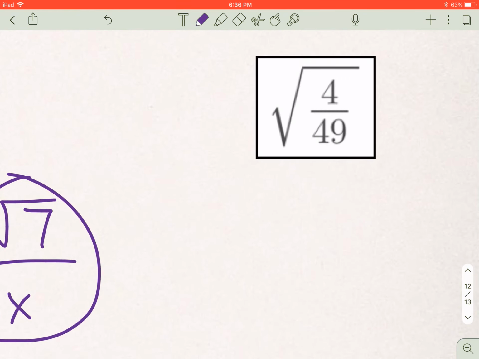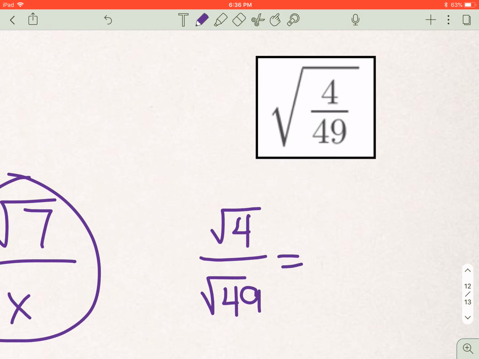Okay, the square root of 4 over 49 is the same as the square root of 4 over the square root of 49. The good thing is both of these are perfect squares, so I can take the square root of both of those. So I'd be left with 2 sevenths.